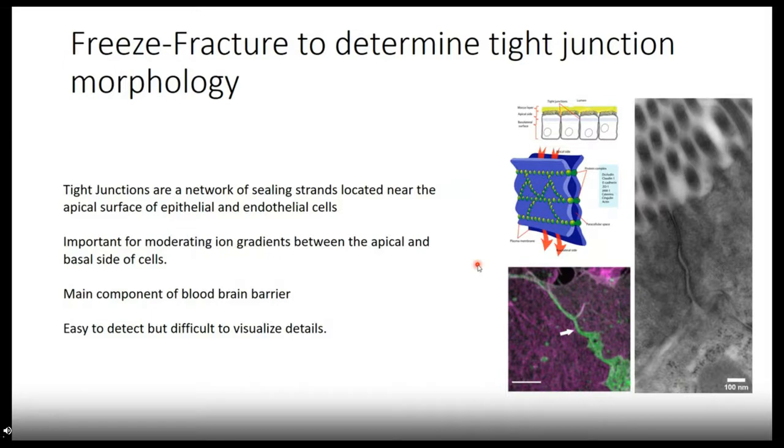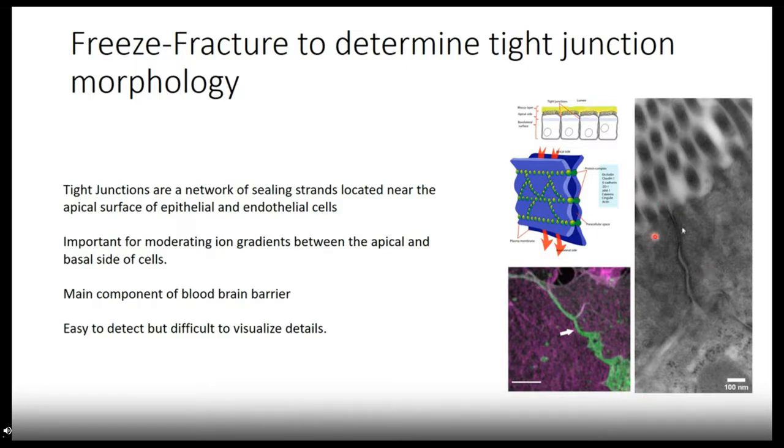The main proteins involved in tight junctions are claudins, and these are what actually physically form these strands. Now, these strands can be observed by a variety of different techniques. We can use confocal with a claudin that's tagged with GFP, for example, or you could antibody label. And we get images like this showing that there is a tight junction here, but we don't have a lot of details beyond that. You can also look at them by TEM.